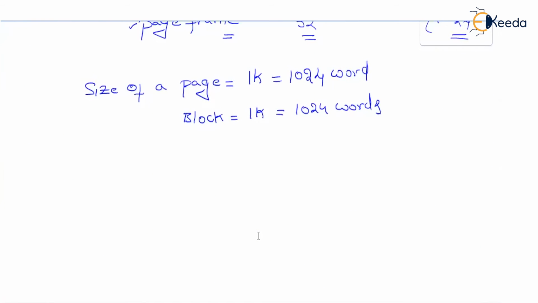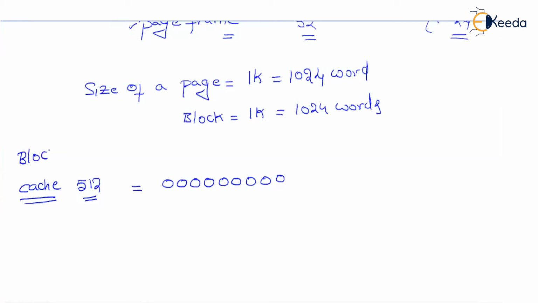Here, let me take the help of the cache memory. Though the cache memory is not required, if you remember, the cache memory of the system was 512 words. This 512 words requires 9 digits: 1, 2, 3, 4, 5, 6, 7, 8, 9. Then we used a block size of 8 words.